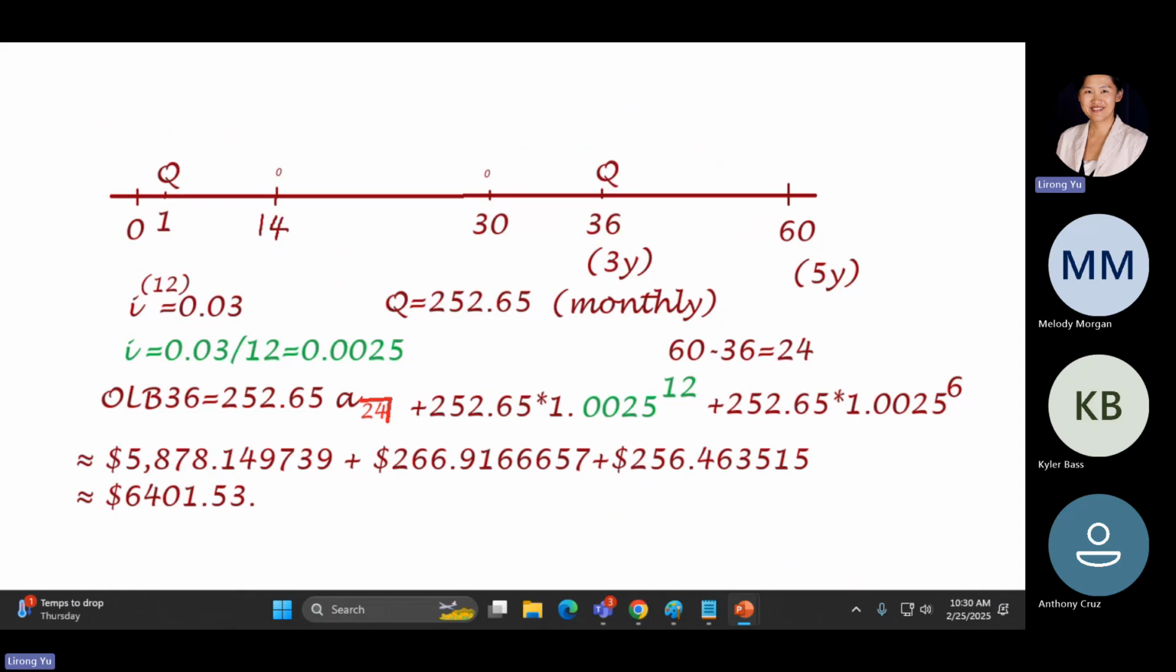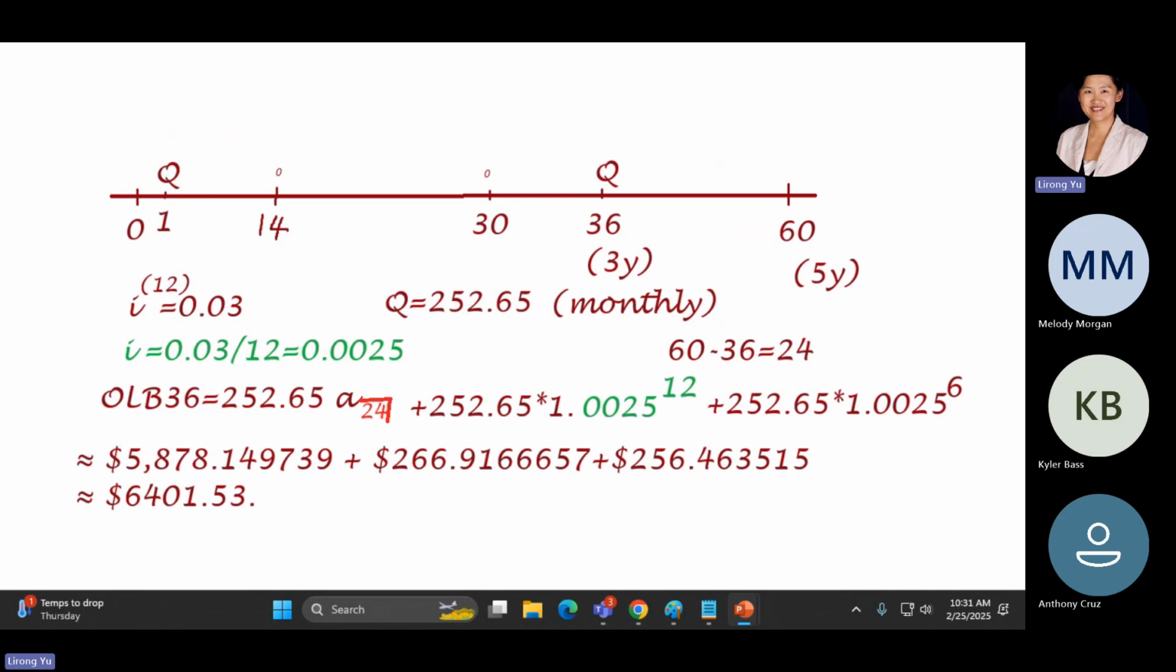That means we have a value of 252.65 at time 14. Move forward to time 16. Between 14 and 16, how many payments? It will be 12 payments, since 36 minus 14... So we have to multiply by 1 plus i to the power 12. Same thing for the payment at time 30. Between 30 and 36, the difference is 6 months. So the monthly interest rate, 1 plus i, raised to the power 6. So those are the values that we calculated for time 36.